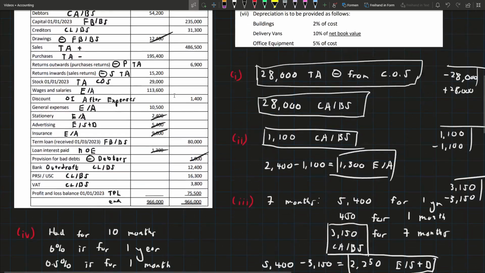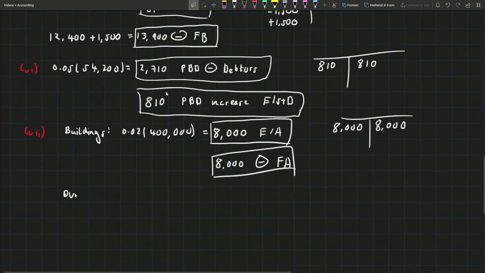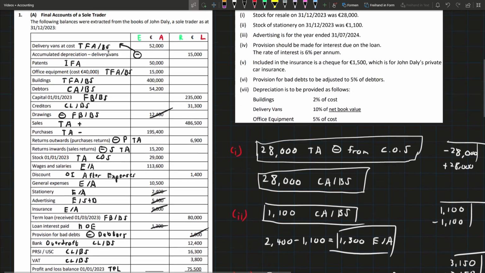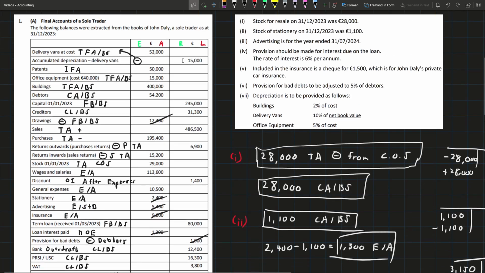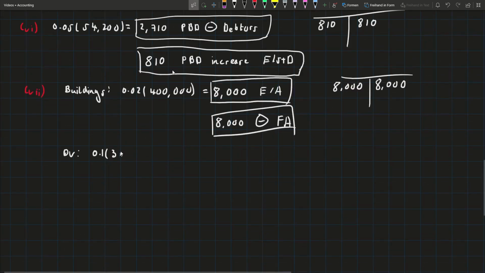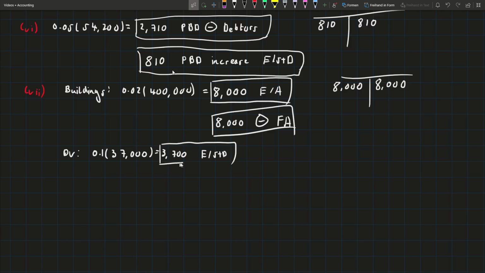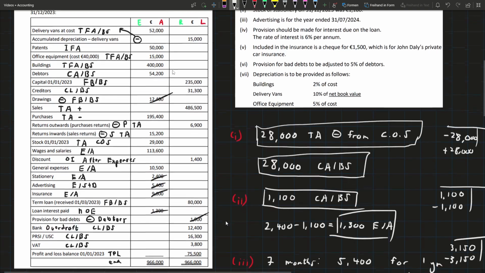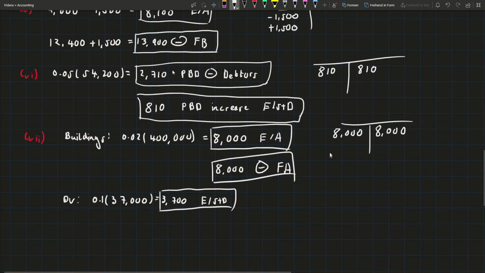Next one's delivery vans, is it? Yeah. Delivery vans is 10% of the net book value. So for delivery vans, it cost 52,000. There's this much depreciation, so the net book value is the difference, 37,000. Which goes to 3,700. Again, that's this year, that's expense, and vans have to do with selling stuff, so it's selling and distribution. And now our accumulated depreciation, so how much are we going to do in the balance sheet? So again, let's have a think. This is an expense, 3,700. So we need to add 3,700 onto the right-hand side.